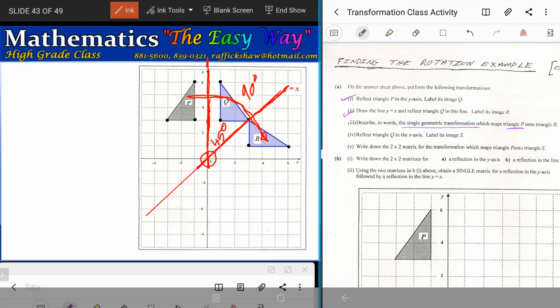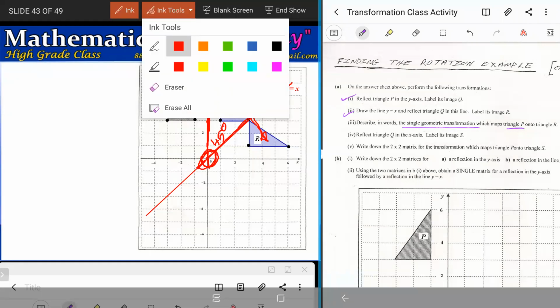That 2 reflections over intersecting lines is equivalent to a rotation about the point of intersection of the 2 lines and twice the angle between the 2 lines. The angle of rotation is twice the angle between the 2 lines. And that's the power of knowing.